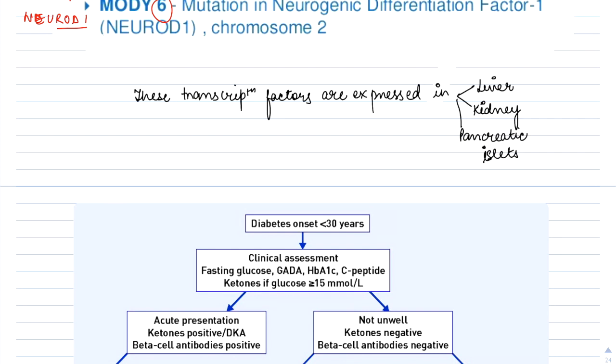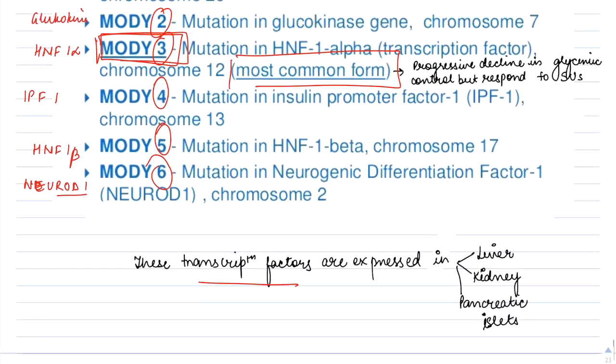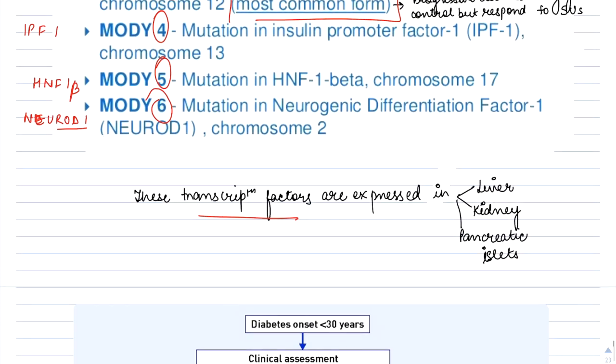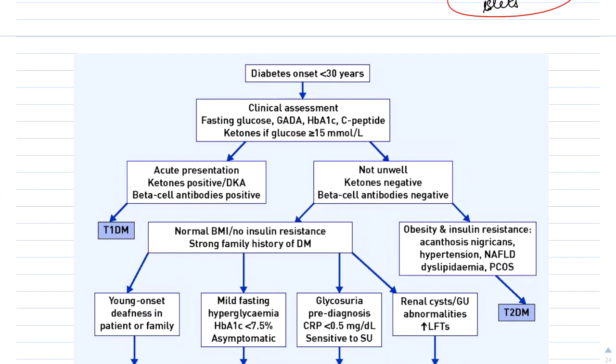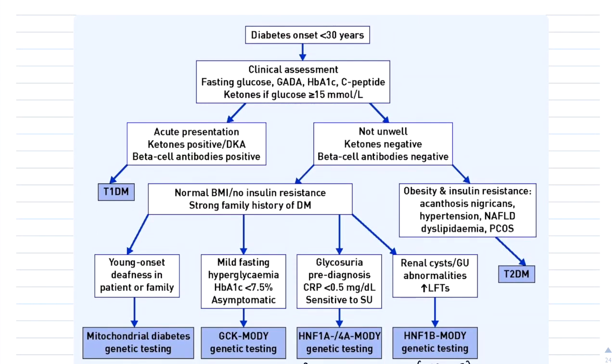So these transcription factors, remember the hepatocyte nuclear transcription factors, as we have already discussed, are generated in the liver as the name suggests, but they can also be generated in the pancreatic beta cells and in the kidney. Okay. So what is the approach in saying that these patients can have monogenic diabetes or maturity onset diabetes of young?